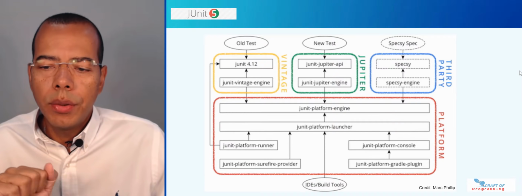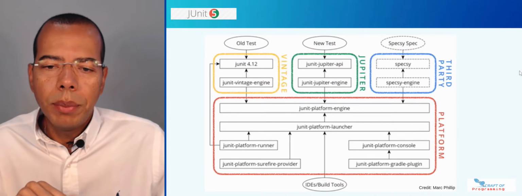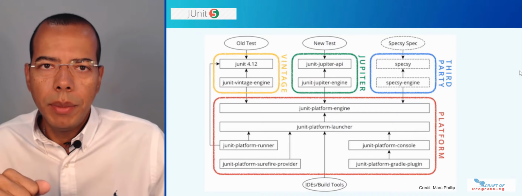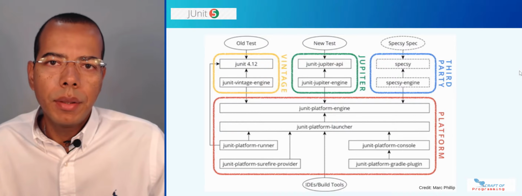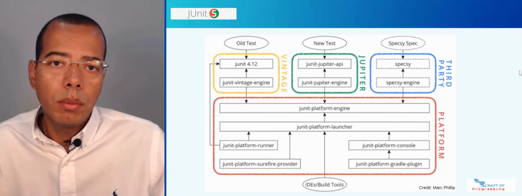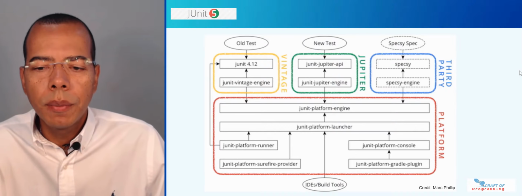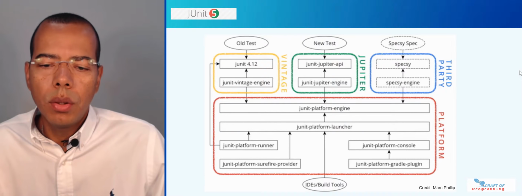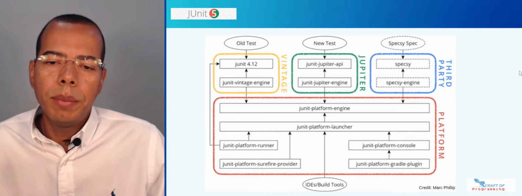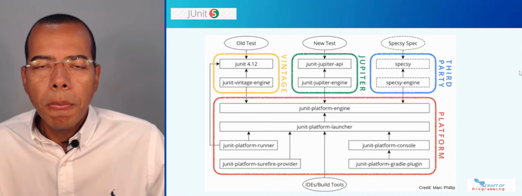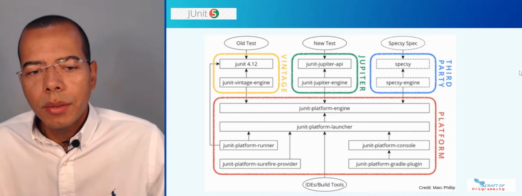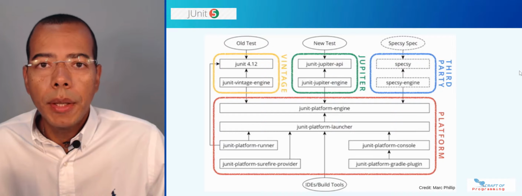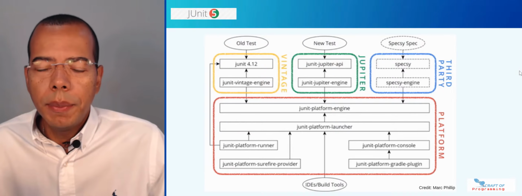They also created this platform here in red, which enables the people that implement build tools like Maven and Gradle, as well as IDEs like IntelliJ and Eclipse, to have access to JUnit 5. They would depend on the platform. People that write tests would depend on the Jupiter API, and old JUnit 4 tests would depend on the vintage API. And there is also a third-party dependency here.